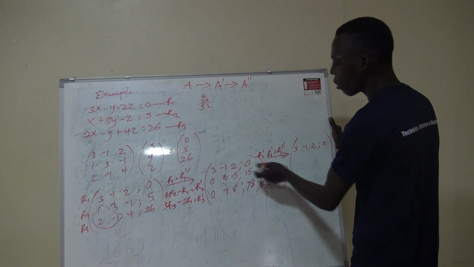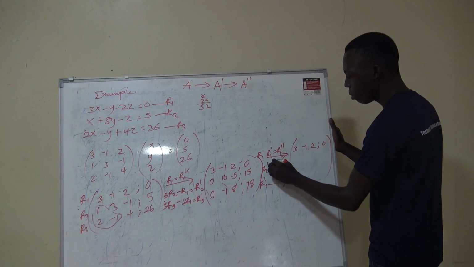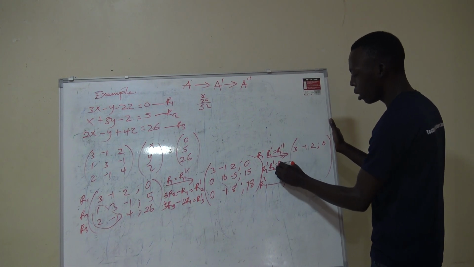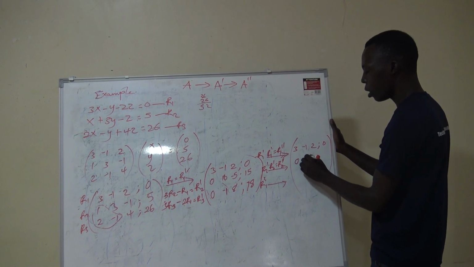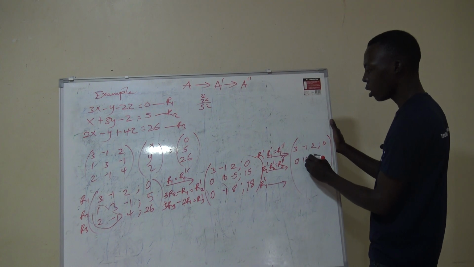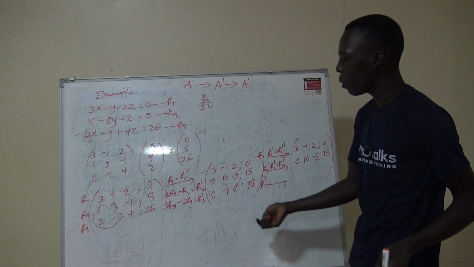So also the other one, this one also will remain the same, that R2 prime is the same as R2 double prime. So it becomes 0, 0, 10, then -5 and 15. So now we are here.